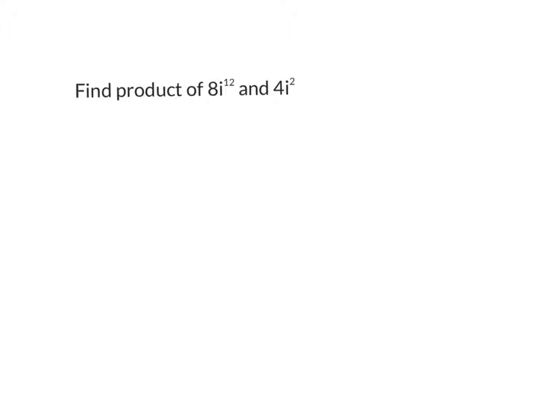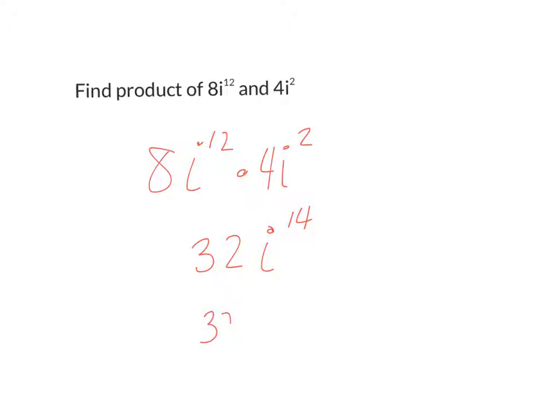For this example, I'm going to multiply because it says product. So I'm going to do 8i to the 12th times 4i squared. I'm going to first do 8 times 4, which is 32. And when you multiply, you add exponents, so it would be i to the 14th. I'm going to type in i to the 14th in my calculator by pressing math, num, i part, and doing second decimal, which is i to the 14th, and that gets me a value of -1, and my answer is -32.